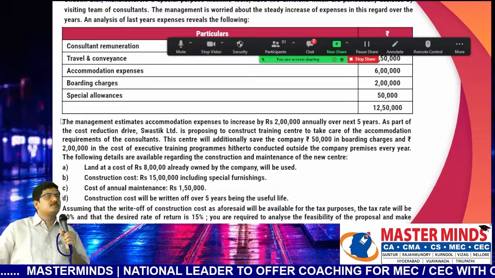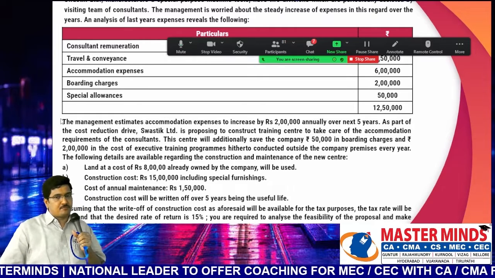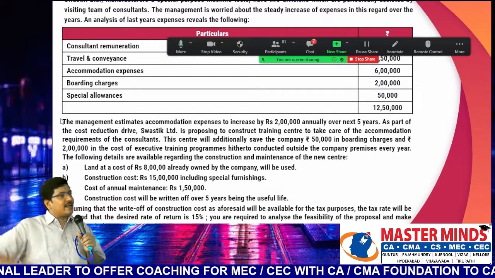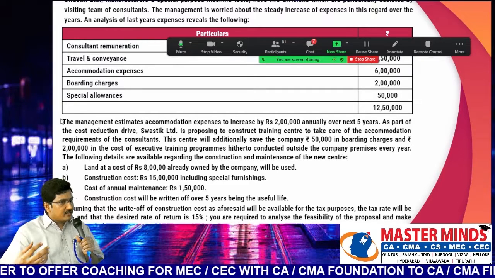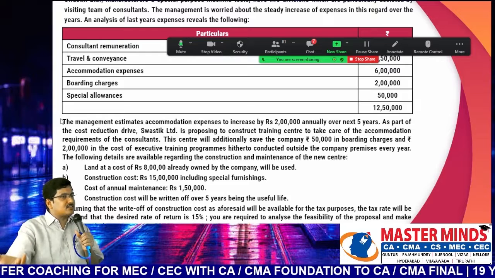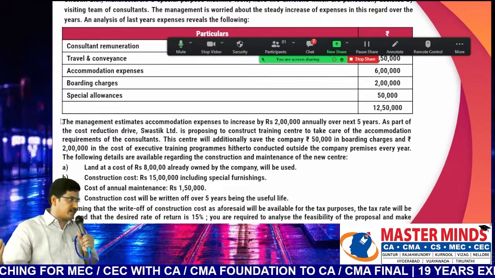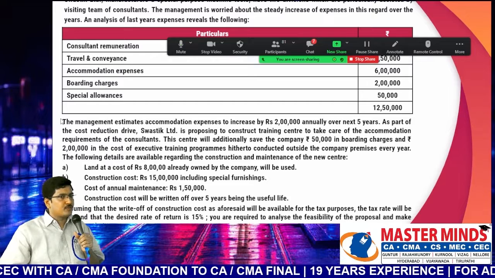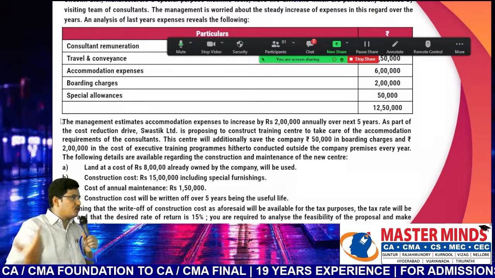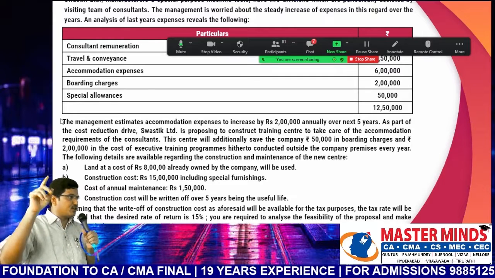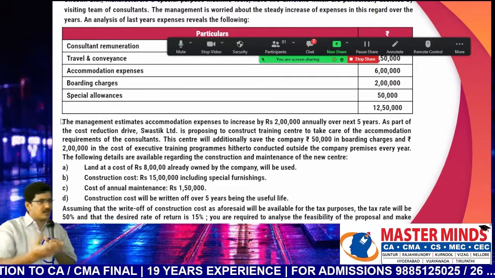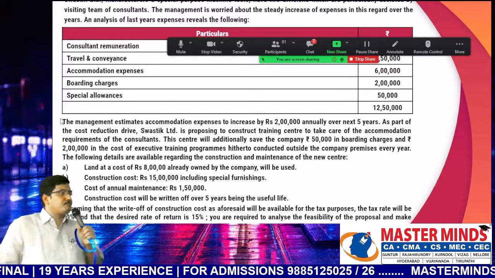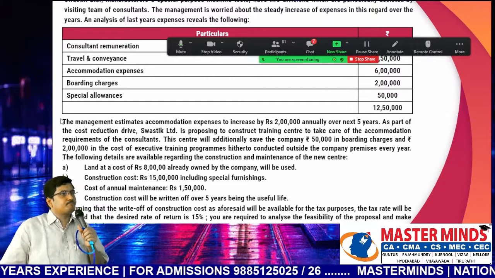Step 3. Present value of terminal cash inflows. That means at the end of the project, we will sell it and get some amount. That's called terminal cash inflows. Is there anything that we are going to get at the closing time of the project? You can check. Is any salvage value given in the problem? No. So the terminal cash inflows will be 0. Now you can compute the NPV on your own.